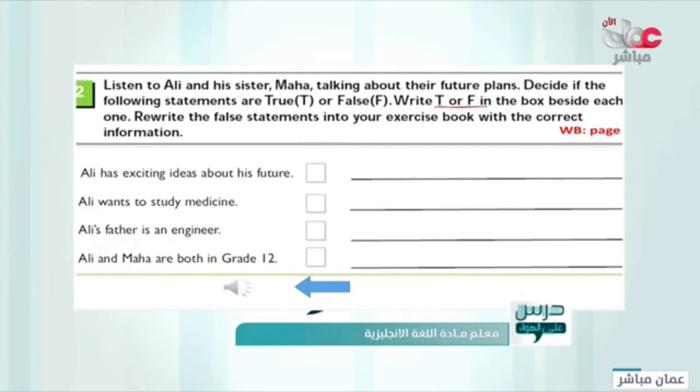Well, I've got lots of exciting ideas. I want to go to university and study engineering. Really? Engineering? Yes, I'd love to be an engineer, but there is a problem. You mean because Dad wants you to study medicine? Yes, he wants me to be a doctor, just like him. But what about you, Maha? I know you're still in grade 11, but have you any idea about what you'd like to do? Yes. I'd like to be an IT programmer and design smart applications.